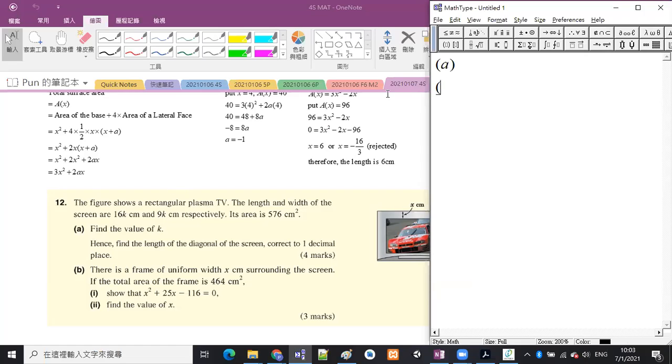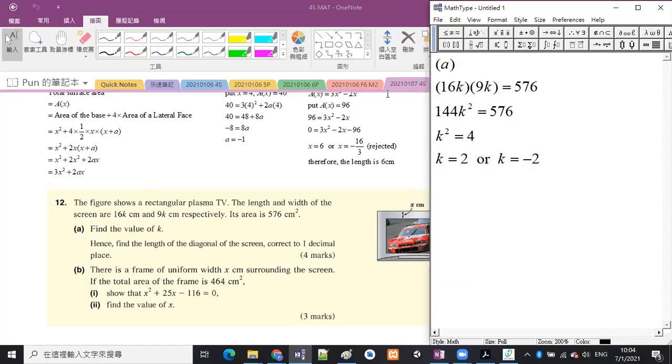In part A, just use this: 16k times 9k is equal to 576. Okay, and then you find that it should be k, so 144k squared is equal to 576. So k squared is equal to 4. And then k is equal to 2 or k is equal to negative 2.